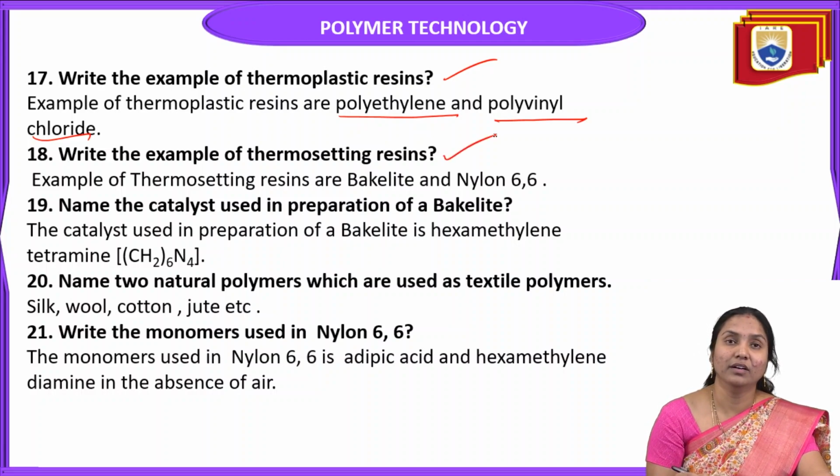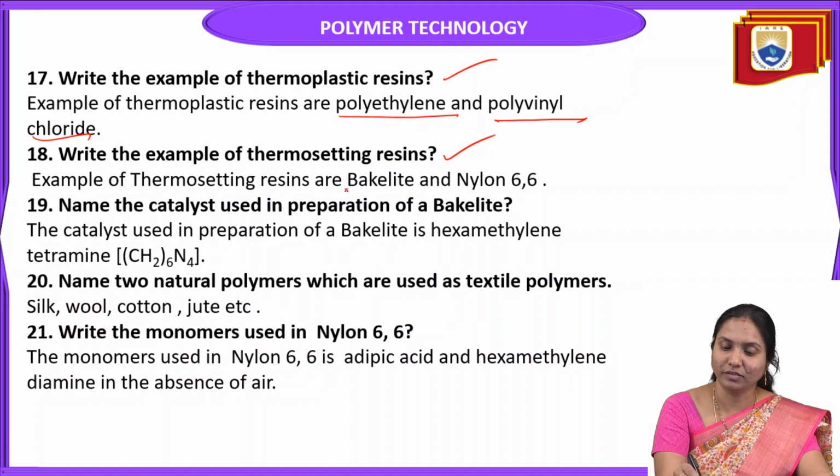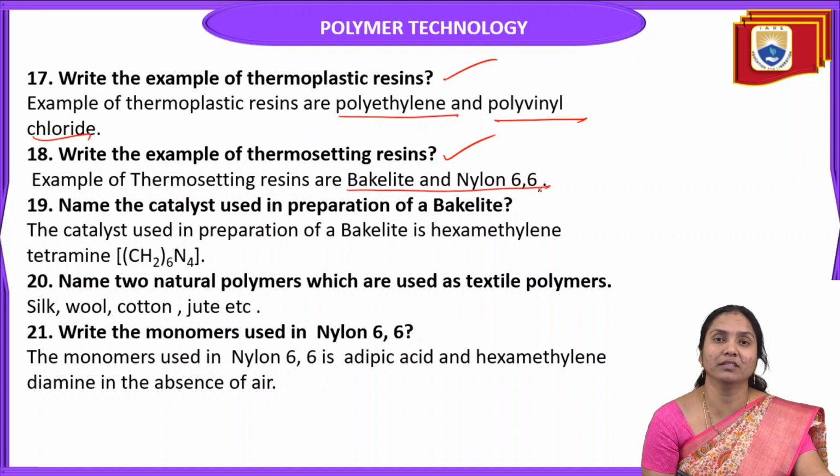And next question is, write the examples of thermosetting resins. So examples of thermosetting resins are bakelite and nylon 66. So already we know the meaning of thermosetting resins: hard on heating. Once it converts to a hard material, we cannot soften it again. We cannot reuse this type of plastics. These plastics are called thermosetting plastics, which are formed by condensation polymerization. So the best examples of thermosetting resins are bakelite and nylon 66.